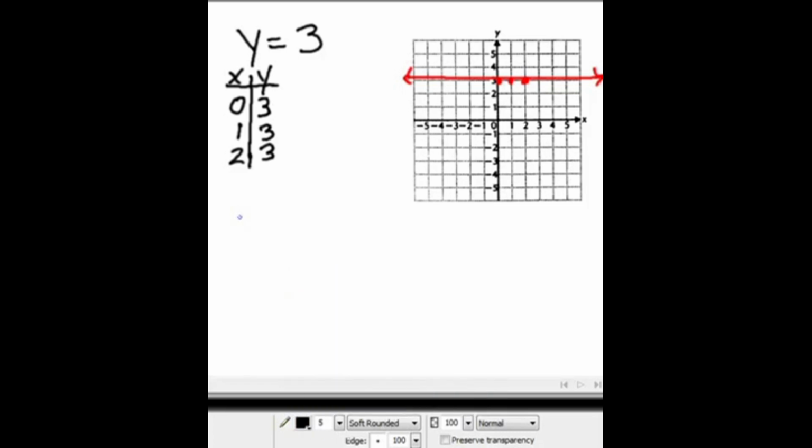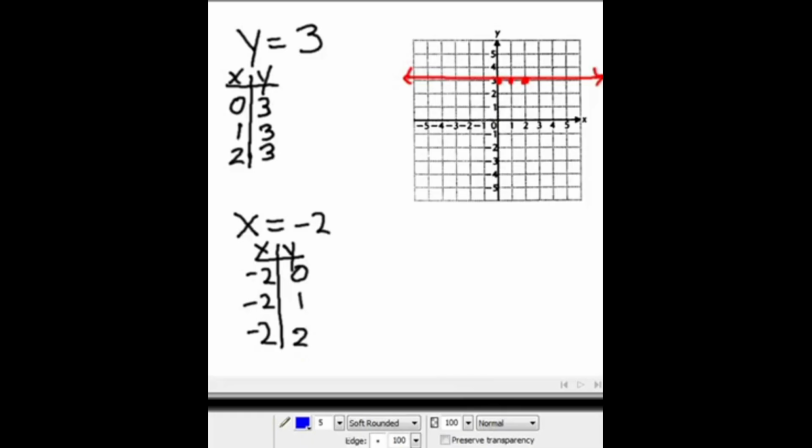Let's look at x equals -2. So we'll make a table. The x has to be -2. We can have any y value we want. And then let's plot.